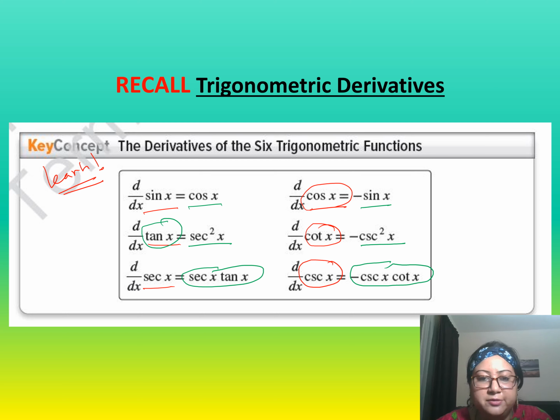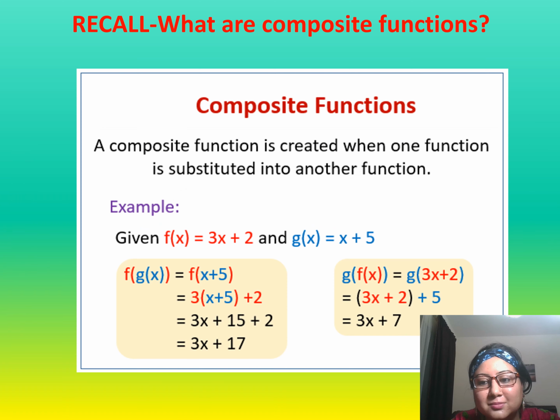And again, as you see, for secant and cosecant, which are complementary to each other, if the derivative of secant x is secant x tan x, then the derivative of cosecant x is negative cosecant x cot x. So please, I urge you to learn these 6 trigonometric derivatives so that we can be using them directly for our questions. Let's move on now with the next slide.